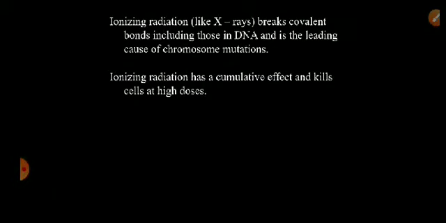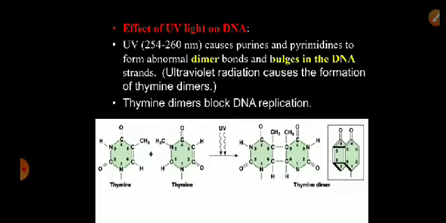Now, ionizing radiations like X-rays break covalent bonds, including those in DNA, and are the leading cause of chromosomal mutations. Whether they are X-rays or UV rays, they have the ability to cause mutation and damage a cell, and hence they are also used for sterilization.